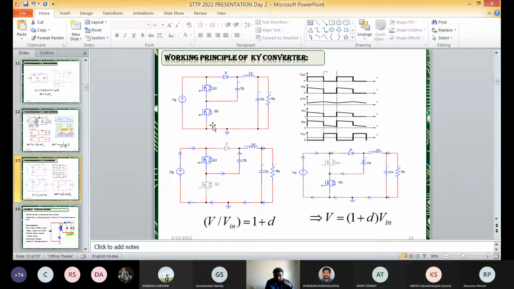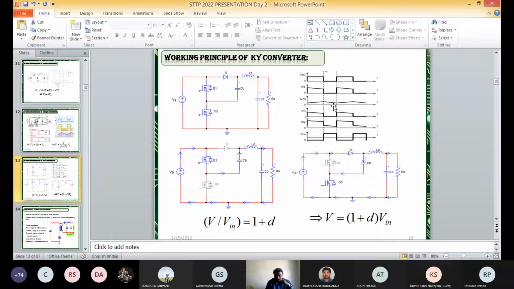In the other case, Q1 is open circuited and Q2 is turned on. Then the current goes from the source to the diode and then CB. That means during the positive half cycle CB gets charged, and during the negative half cycle CB gets discharged as the current direction changes. Like that we get the basic principle of operation for the KY converter.